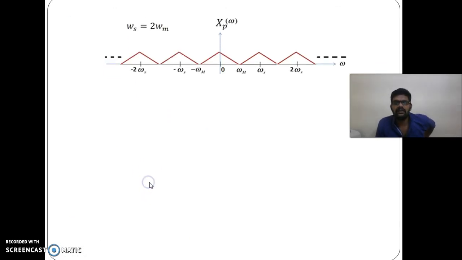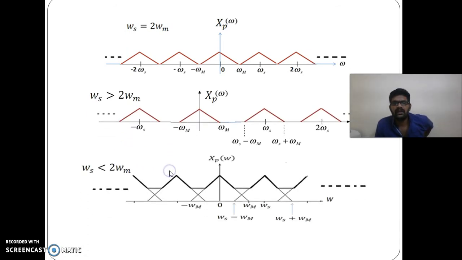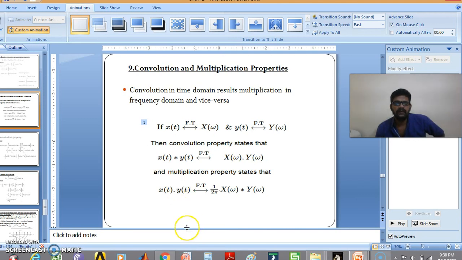The aliasing effect is shown here. This is exact sampling when you sample at the Nyquist rate. If you sample beyond the Nyquist rate, there is no overlapping, so full reconstruction of the signal is possible. But if you undersample, the spectrum overlaps and information is lost. That loss of information is called the aliasing effect. So the aliasing effect is found in the undersampling case where omega s is less than 2 omega m. So this is about the sampling theorem.